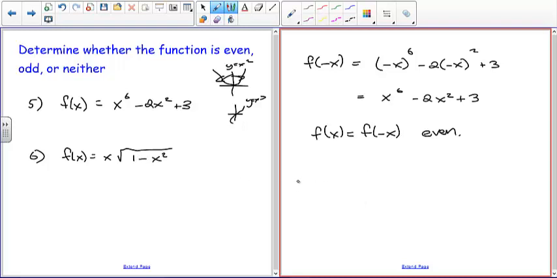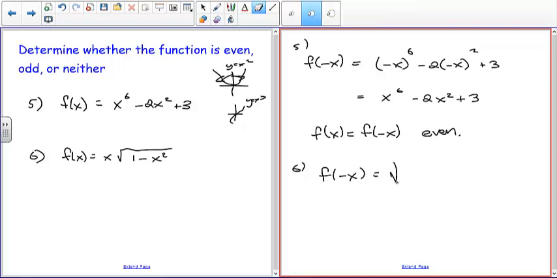Let's try this one. That was number 5. So let's try f of minus x, which is going to be equal to minus x times the square root. So for x, I'm putting in negative x. 1 minus negative x squared.